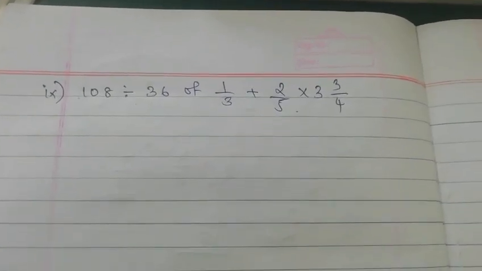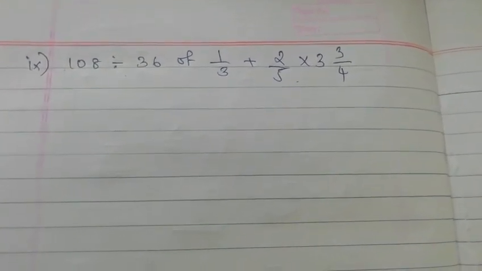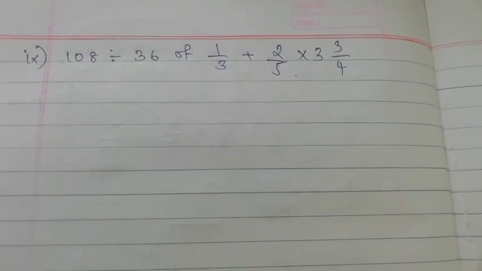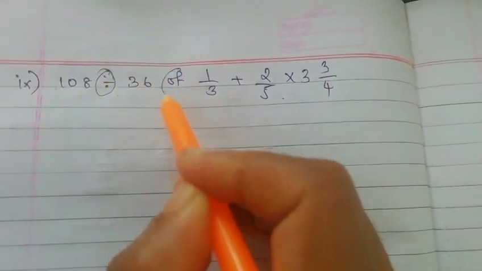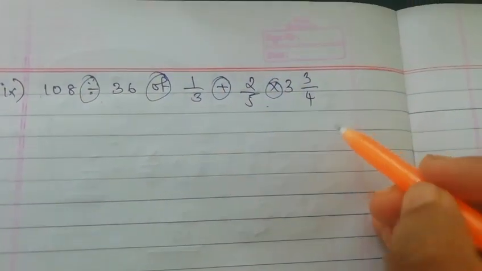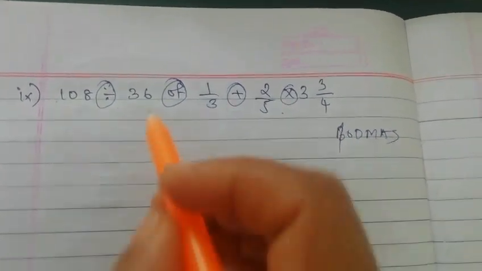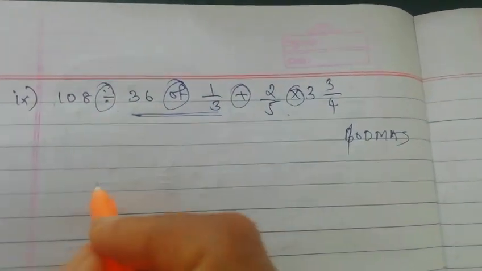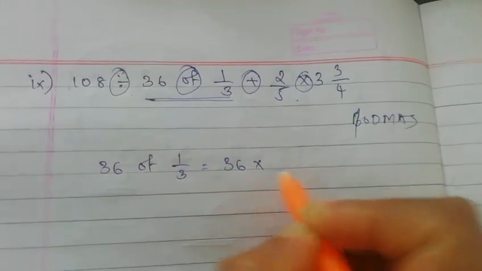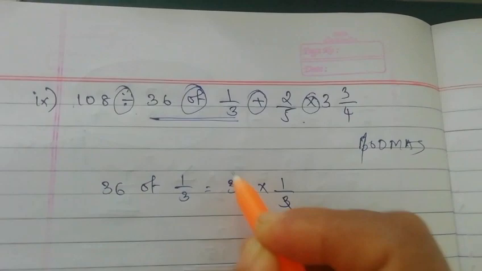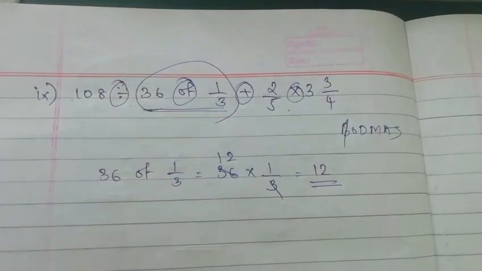Next question is the 9th one. 108 divided by 36 of 1 by 3 plus 2 by 5 into 3 3 by 4. Here also many operations are there: division, of, addition and multiplication. BODMAS as we know. Bracket is not there. Of is coming, so we have to do this operation first. That is 36 of 1 by 3. It's equal to 36 into 1 by 3. 3 ones are 3, 3 twos are 6. This is 12. Instead of this we can write 12.